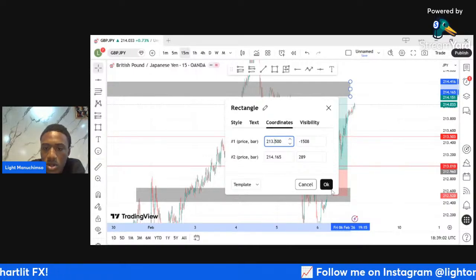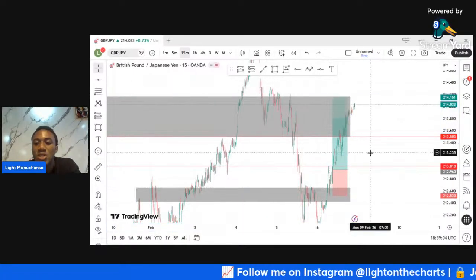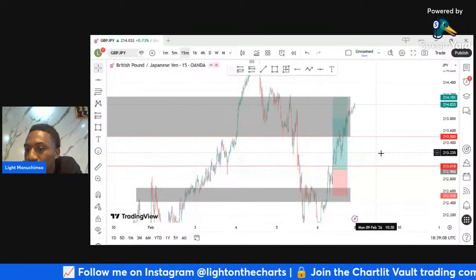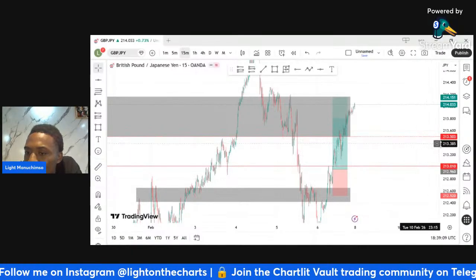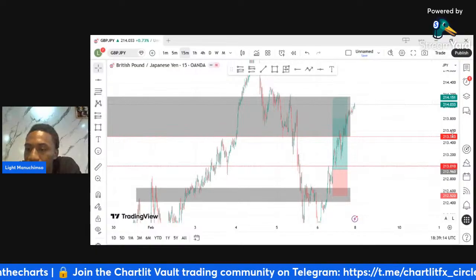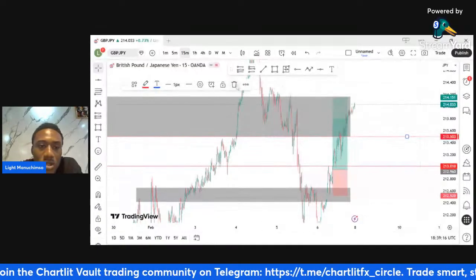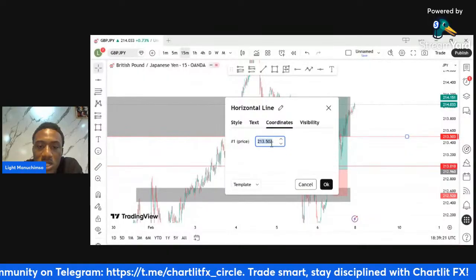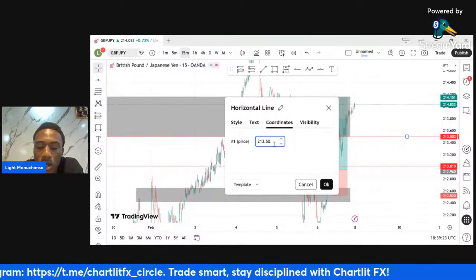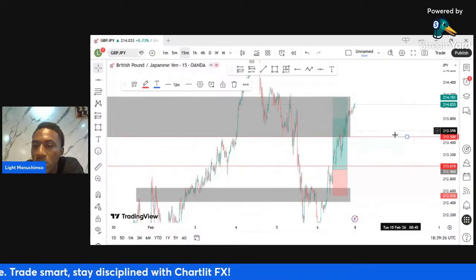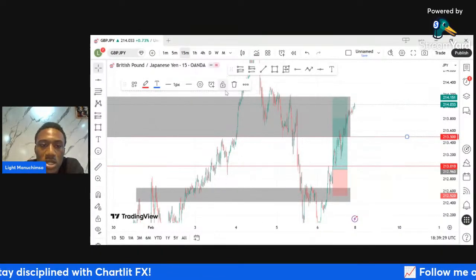Now you can see Bitcoin is in the thousands of dollars, but this one is just 213.500. So that's just how it is. Different pairs have different ways of using psychological levels. Now I'm going to show you how to know if your psychological level is actually correct, if the psychological level you plotted is actually correct.